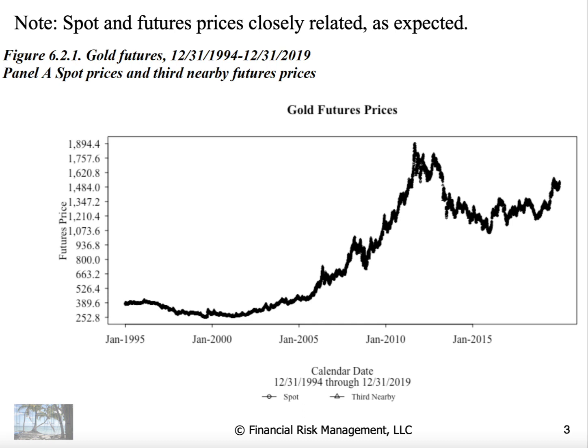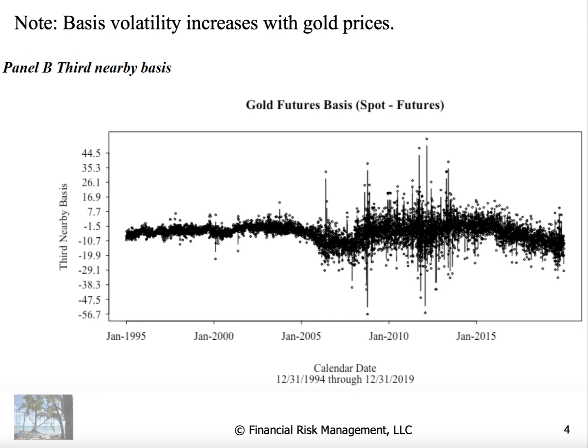Again, if you look at the gold futures market, you have the spot price and the third nearby futures contract. The big takeaway from this figure is that the two track very close together. The third nearby basis is generally negative. It's hard to see the zero line here, but there's a lot of randomness, in part because the settle price for gold is not at the same time as the futures price, and so you get this noise. The basis is very noisy.